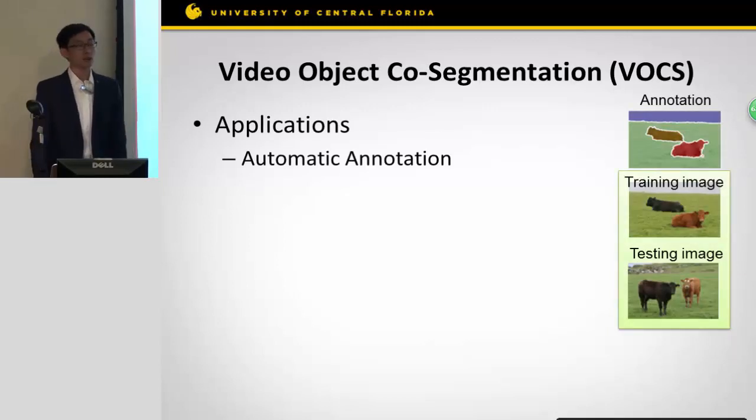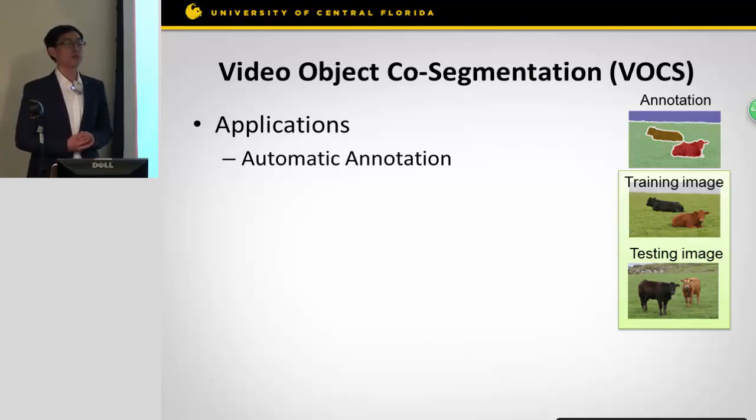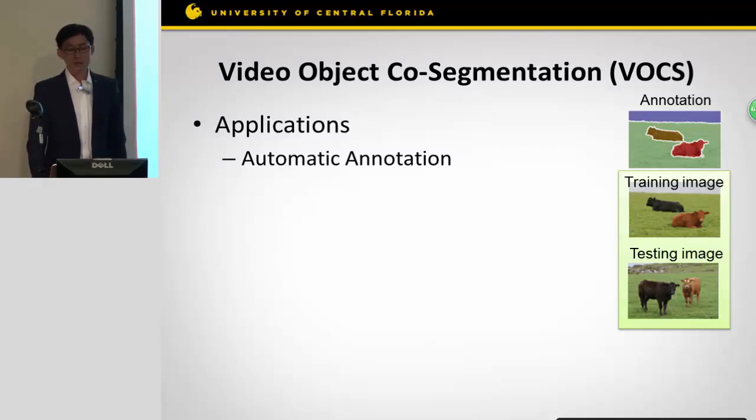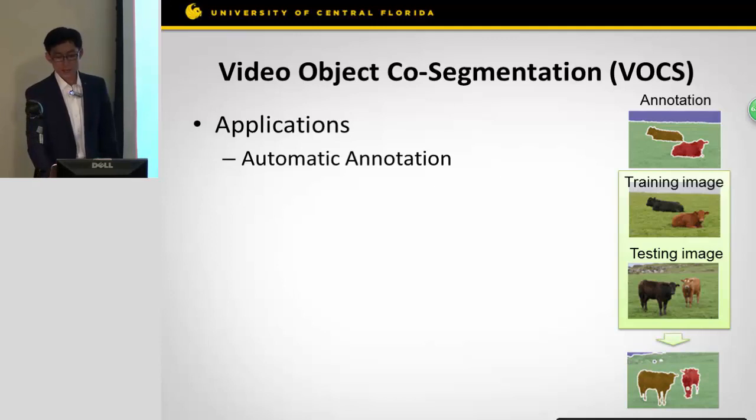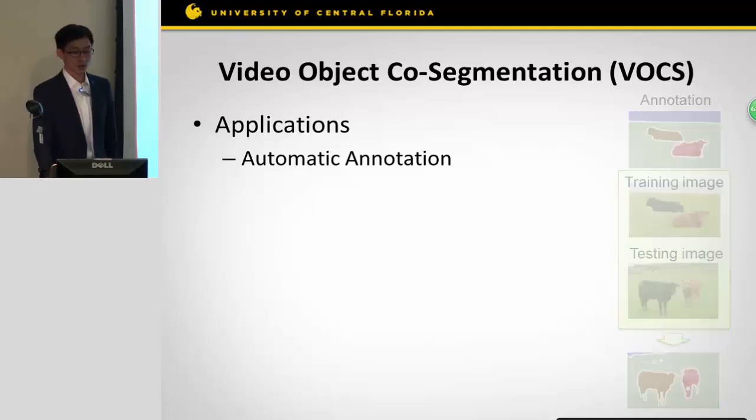First, automatic annotation. In this example, I'm showing two images, one training image and one testing image. For the training image, we have the segmentation annotation, but we don't have it for the testing image. What we can do is co-segmentation for the training and the testing images. Then we can propagate the annotations to the testing image also.